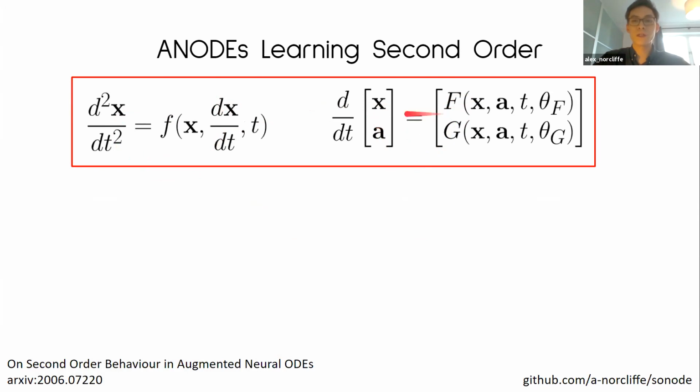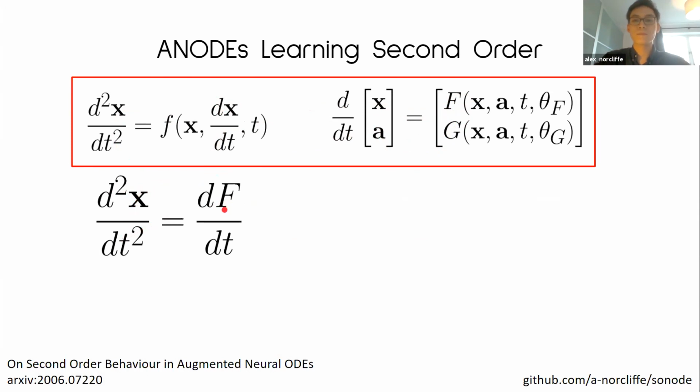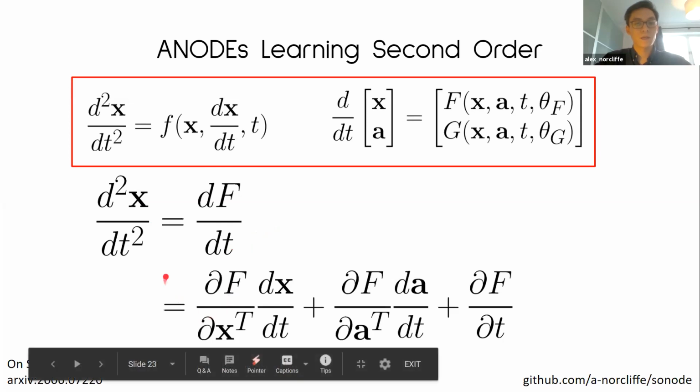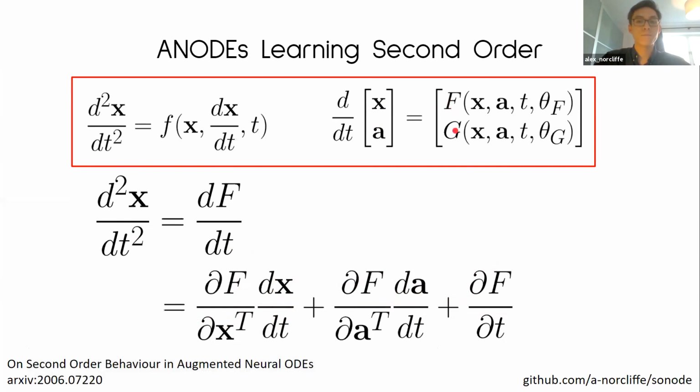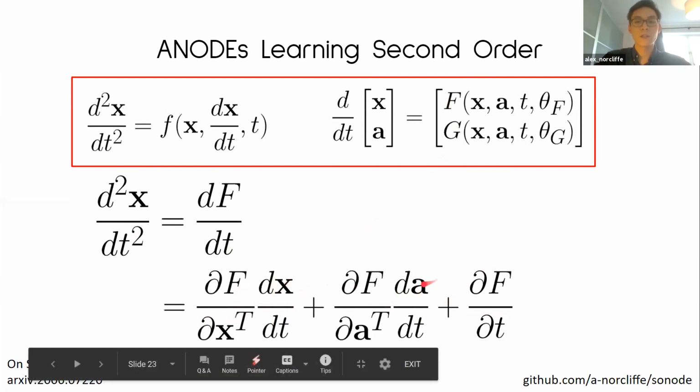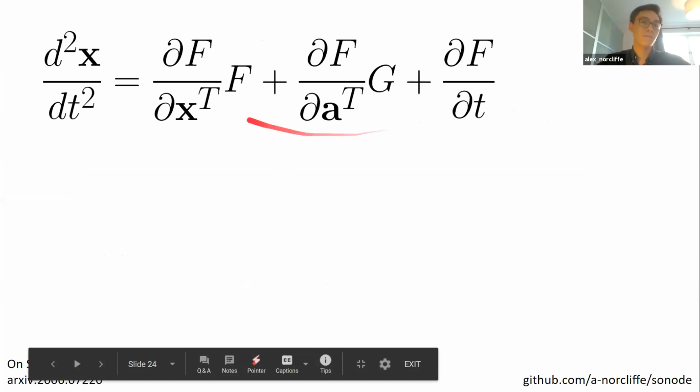So we differentiate the top line of this. So we get d squared x dt squared is dF/dt. And we can do that just by using the chain rule. So we get the acceleration is the partial of F with respect to x times dx/dt, plus the partial of F with respect to a times dA/dt, plus the partial of F with respect to t. And we have these values, dx/dt and dA/dt, they're given by the original ANODE. So they're given by capital F and capital G. So we sub those in, F there, G there, to get this.